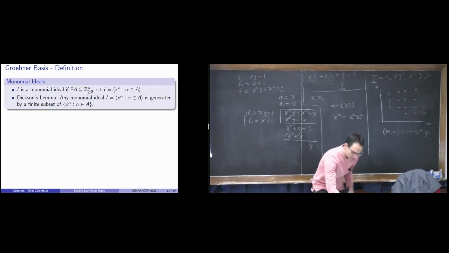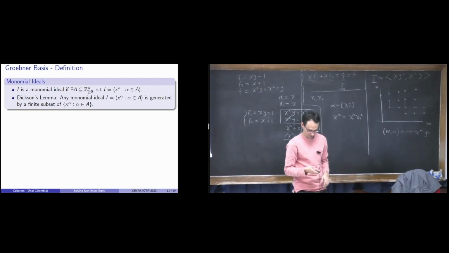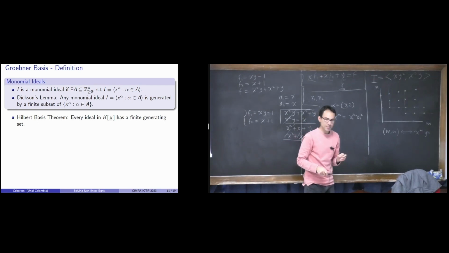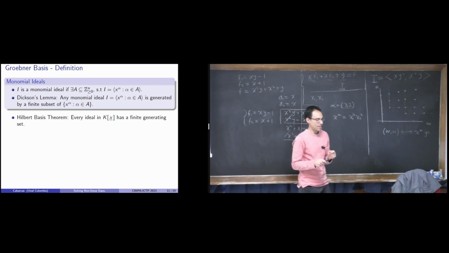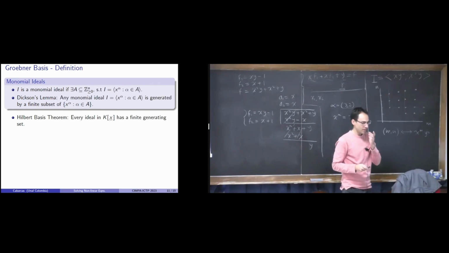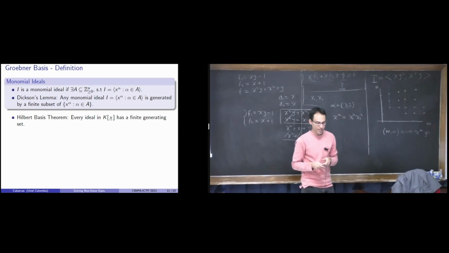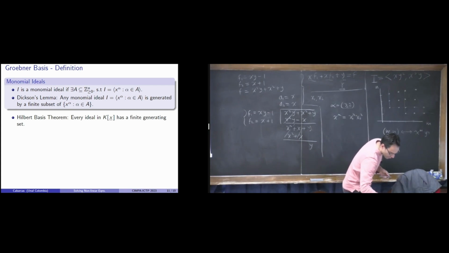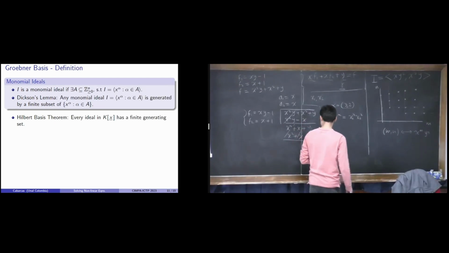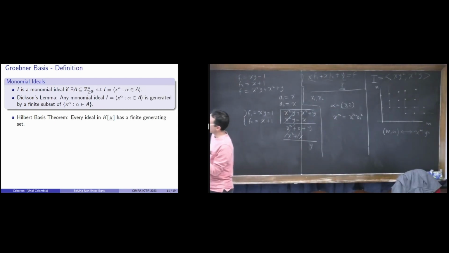Now, Hilbert's basis theorem says that this is not only true for monomial ideals, but for any ideal in a polynomial ring. Every ideal is finitely generated. Maybe I should write this, because the idea of a Groebner basis comes exactly from looking at that proof.